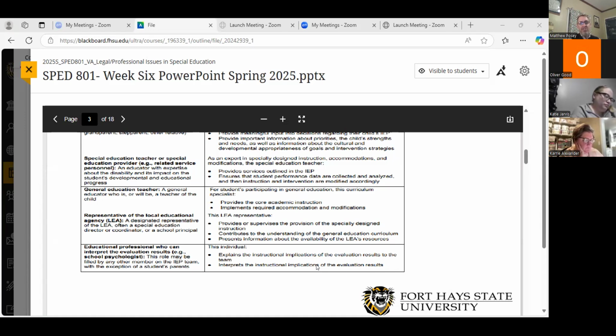And then you have educational professionals who often interpret evaluation results. That can be your school psychologist, your school psychometrist. They are an active member of the team, and oftentimes, especially when we're looking at initial placement, we rely on and need their recommendations on potential placement. They'll give you what they feel is their professional recommendation based on the results that they got, and they'll put that information out there for the team to consider.